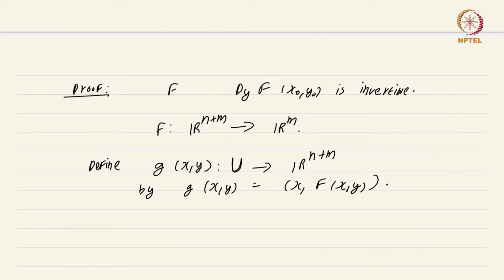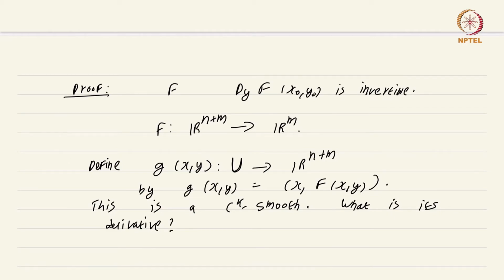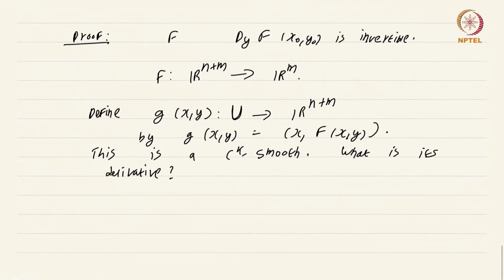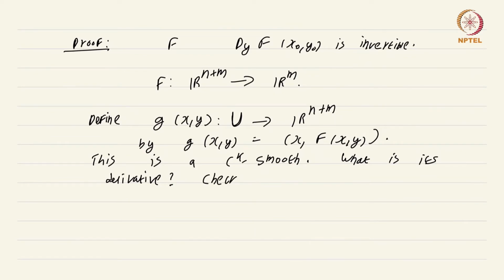This is a CK smooth map. That's very easy to check because f is already a CK smooth map and we have just tagged along essentially just the identity function in x. So this is going to be a CK smooth map. What is its derivative? That is the key, right? We want to somehow by hook or by crook apply the inverse function theorem. So for that we need to find out the derivative, and I'm going to make that your headache by simply saying that check that dg x0 y0 is invertible.